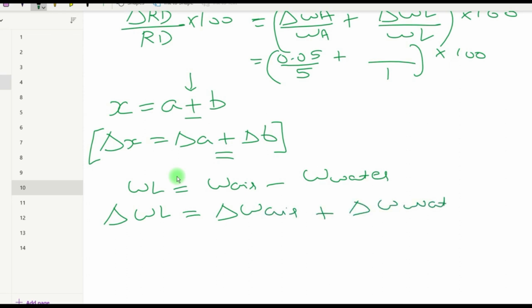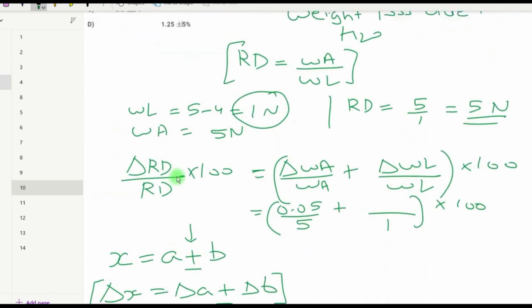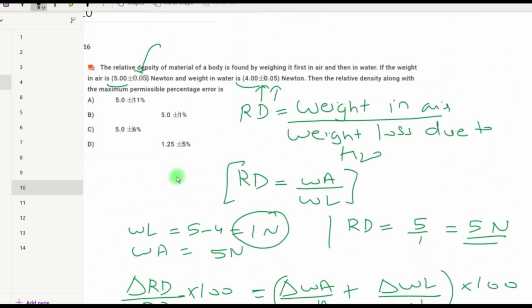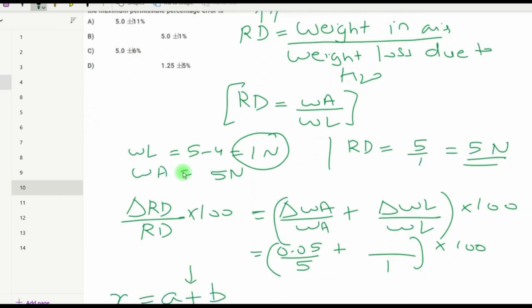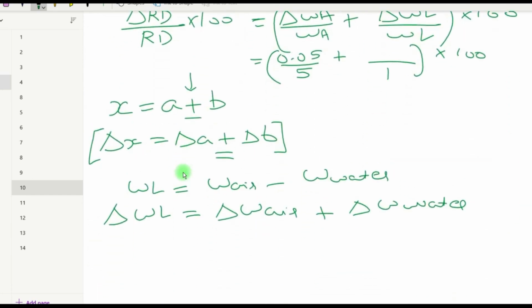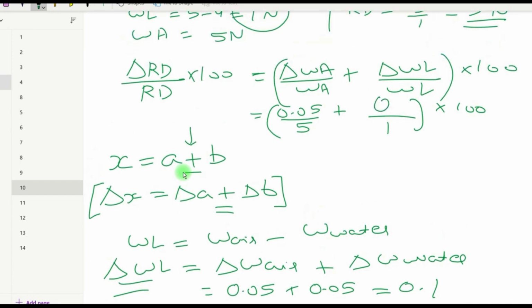W water. So if we scroll up to find out the weights, the weight has been given as 5 plus minus 0.05, so 0.05 is the delta W air and this 0.05 is delta W water, which means both of these values are 0.05. 0.05 plus 0.05 will give us the value 0.1. Hence we can put delta WL as 0.1 in this particular spot.